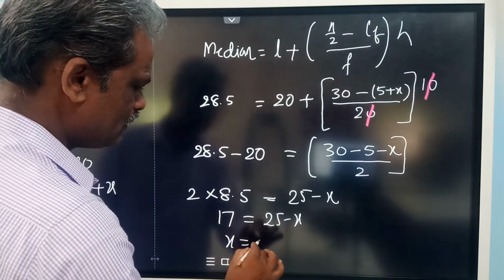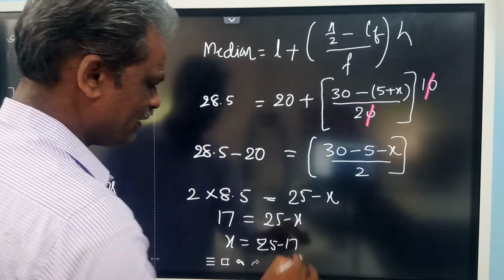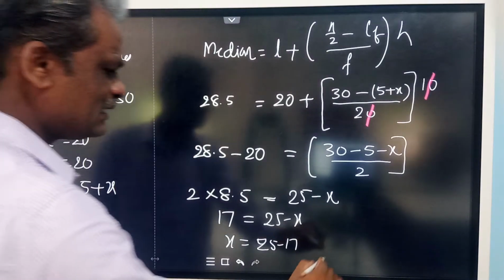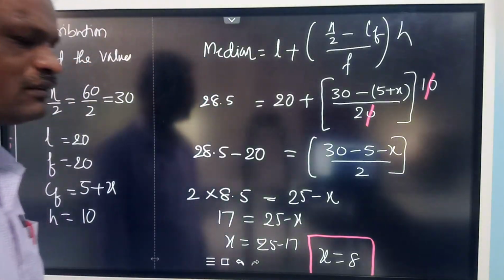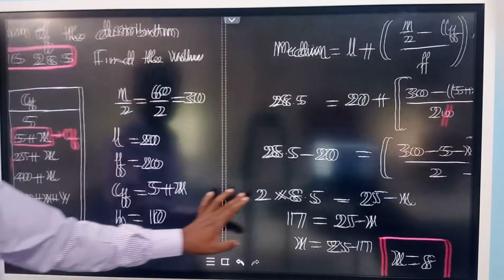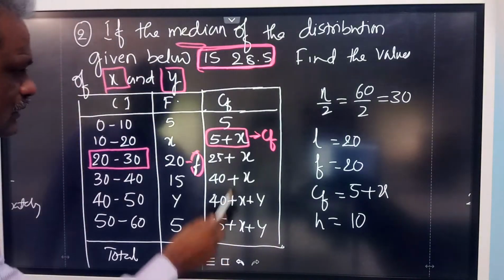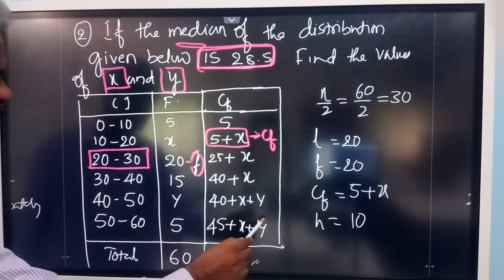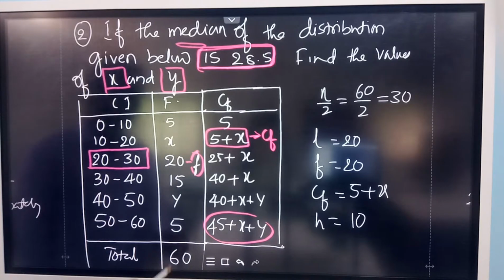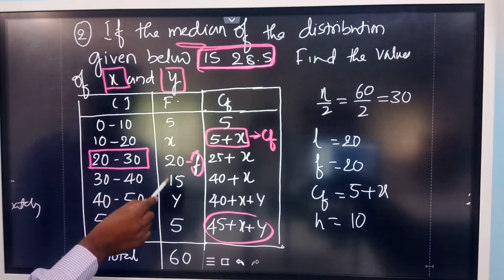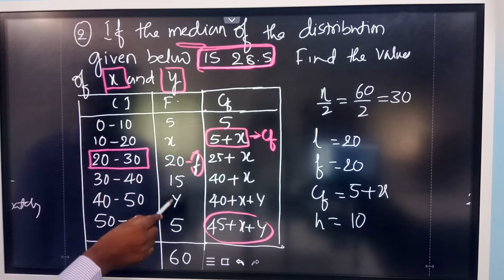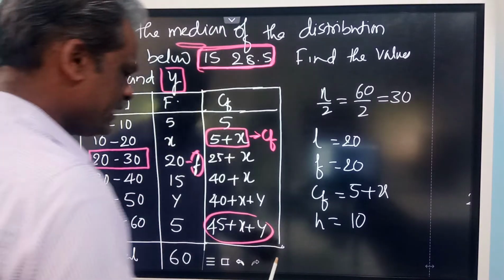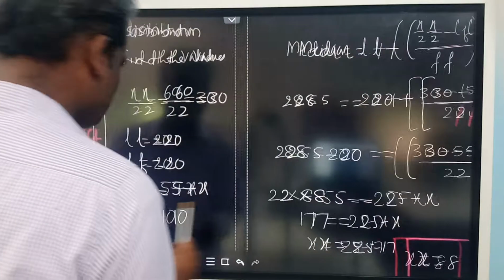Or x will become 25 minus 17. So x is equal to 8. Now we need another variable. Where will you get the other variable? The sum of these frequencies is equal to 60. If you add all these things, it should be 60. 5 plus 20 is 25, 25 plus 15 is 40, 40 plus 5 is 45, plus x plus y should be equal to 60. So you get another equation, 45 plus x plus y.